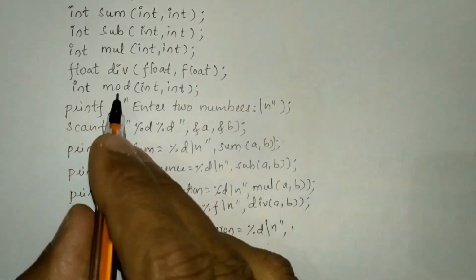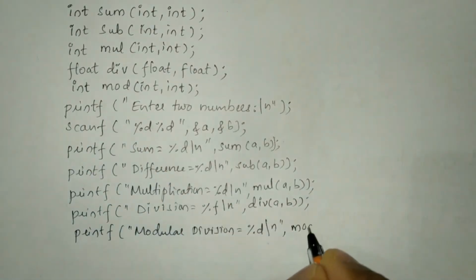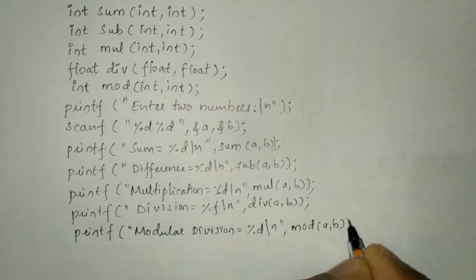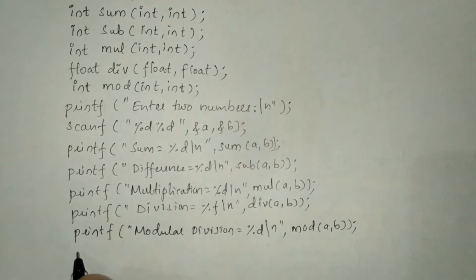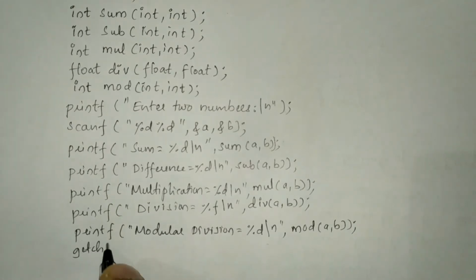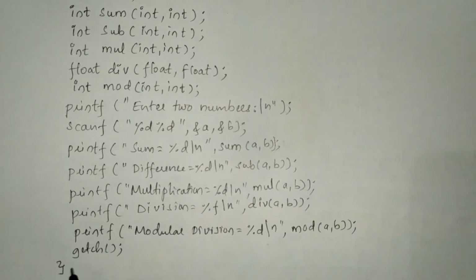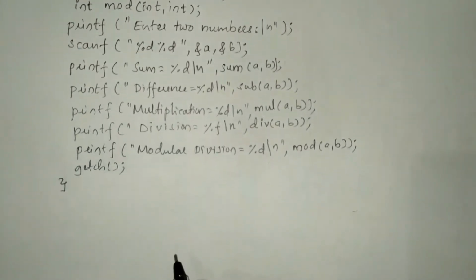The name of the function is mod, so I'm going to write mod and pass the same two arguments and put a semicolon. Now I'm going to write the getch function and the curly closing brace. Here it is not the end of the program.